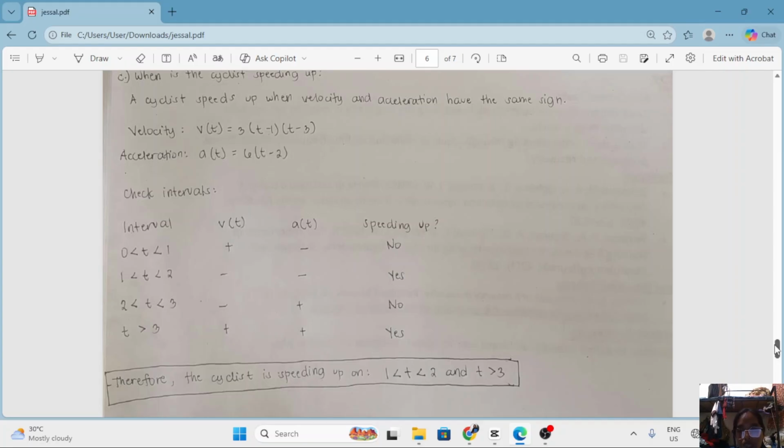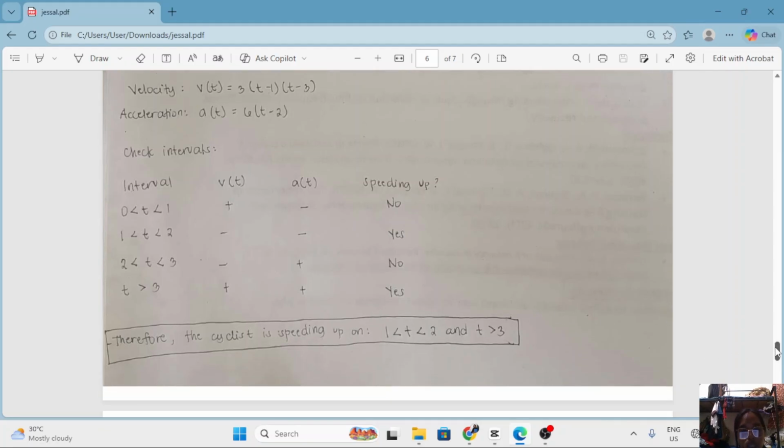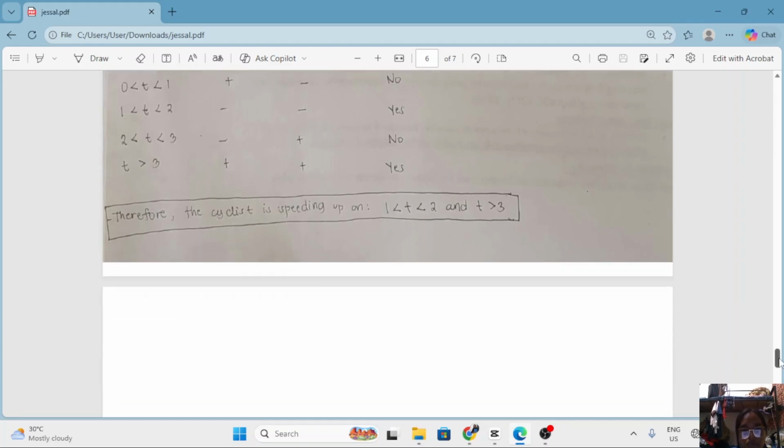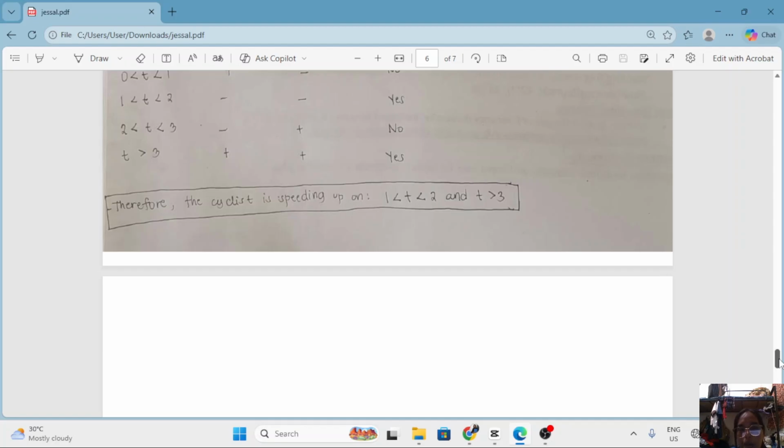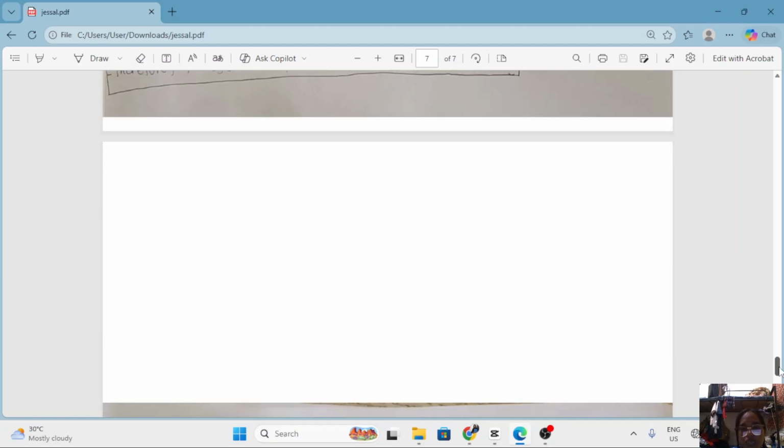So what is the interpretation of this? Therefore, the cyclist is speeding up on t greater than 1 but less than 2, and t greater than 3. All right, I hope you can get something from those overwhelming answers, right?